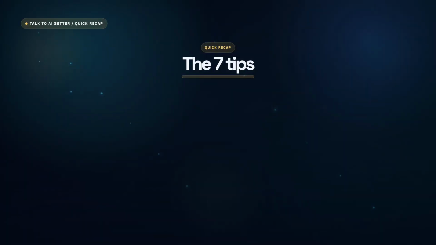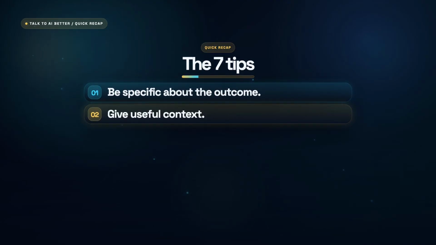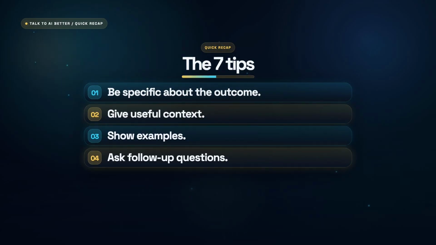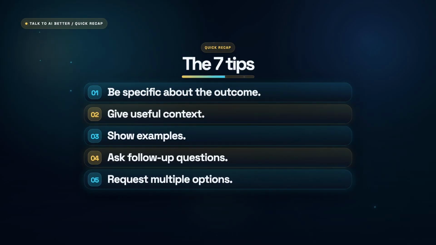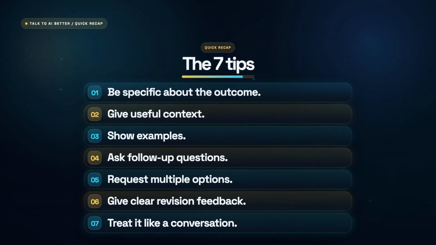So let's quickly recap the 7 tips. Be specific about the outcome. Give useful context. Show examples. Ask follow-up questions. Request multiple options. Give clear revision feedback. And treat the whole thing like a conversation. If you do just those 7 things, your AI results will improve immediately.